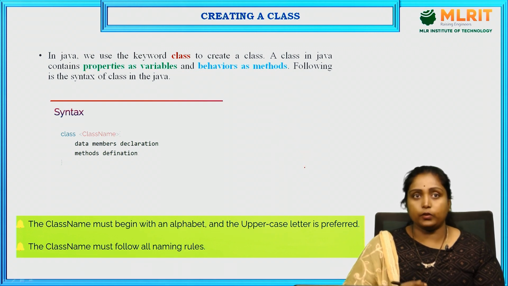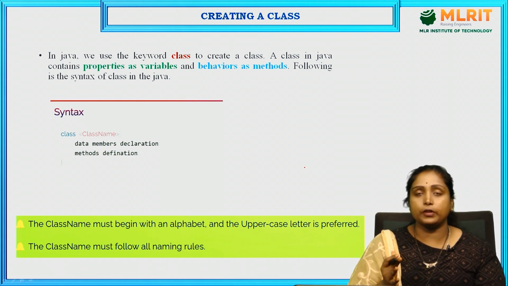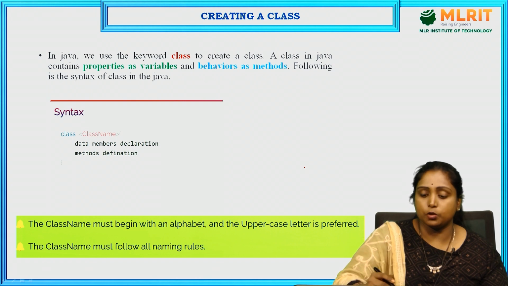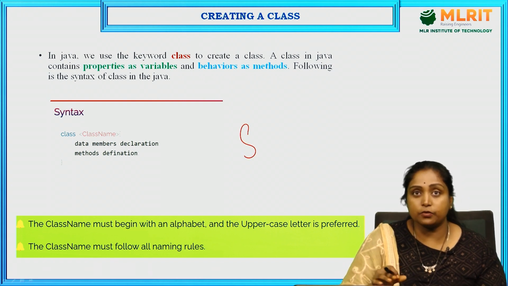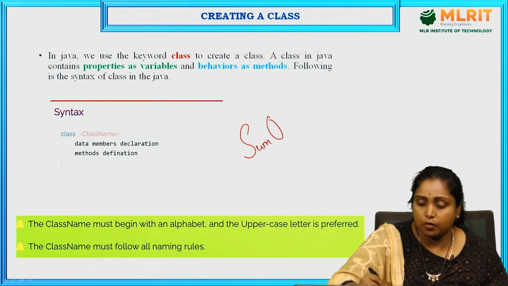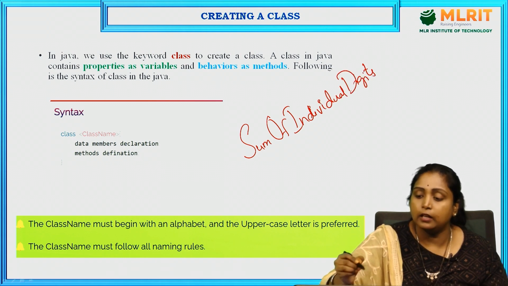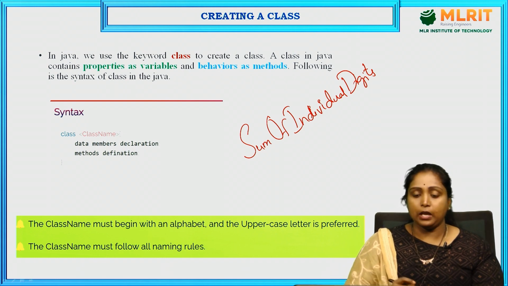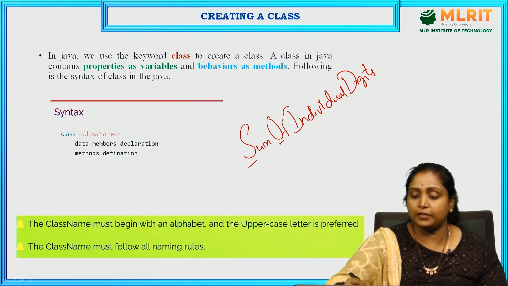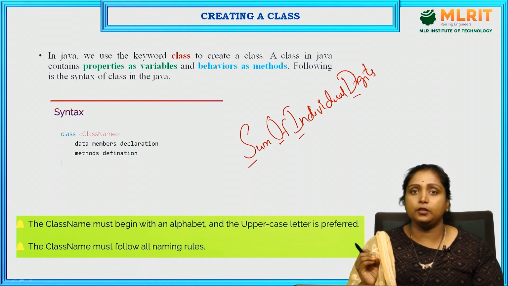So here also the class name, for example, if I'm writing a program for sum of individual digits, my class name should have S in caps. For each word, the first letter should be capital. Okay, SumOfIndividualDigits. So this should be the class name. So for every word, the first letter should be capital when you are creating a new class.